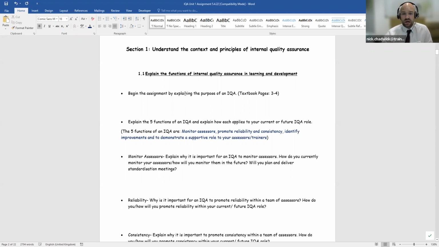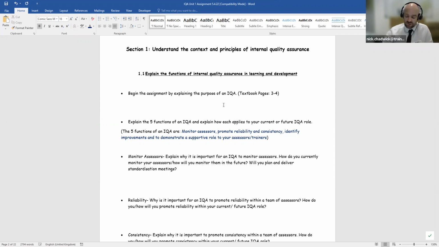So let's have a look at criteria 1.1, explain the functions of internal quality assurance in learning and development. Okay. So to begin, we would like for you to explain the purpose of an IQA. Okay. And have a look in textbook pages 3 to 4. And that's going to give you some information on what is the role and the purpose of an IQA. So have a look at both of those pages there.